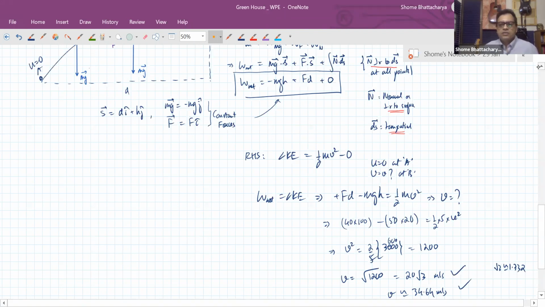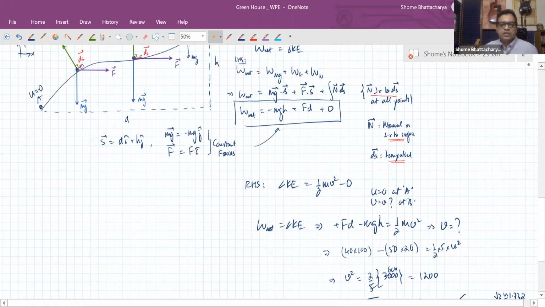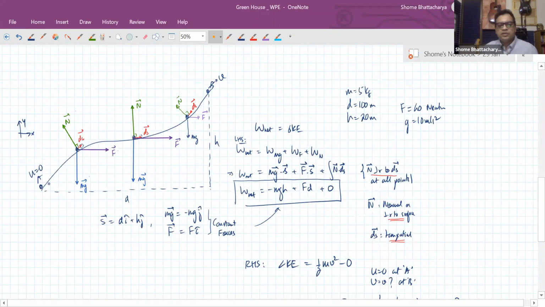Okay, so now you see the advantage of the work energy relation, or the relationship between work and kinetic energy: a problem which is virtually impossible to solve by Newton's laws because we cannot do the vector analysis, because the angle of inclination is continuously changing. Now we can do that quite easily using the work energy theorem or work kinetic energy relation.